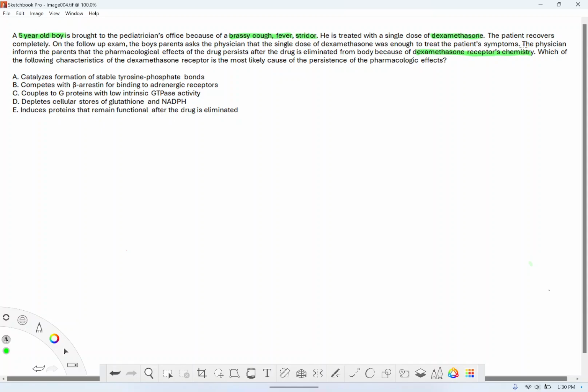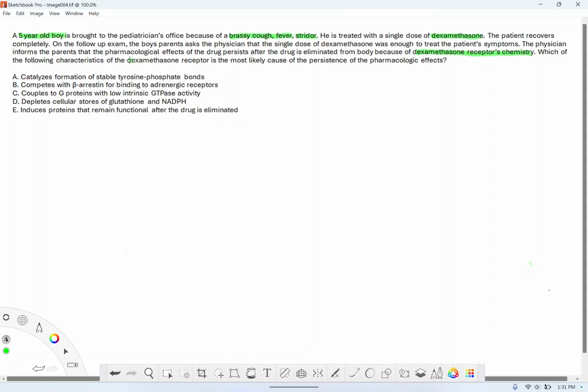So what they're saying is, how is it possible? The parents are asking how a single dose of dexamethasone was able to resolve this patient's symptoms, because generally people take antibiotics or medication for weeks or days. So they're saying it's just one dose. The doctor responded, guess what? Even when dexamethasone is eliminated from the body, its effects remain because of its receptor chemistry. As a doctor or medical student, you should know what receptor chemistry means. Which of the following characteristics of the dexamethasone receptor is most likely the cause of the persistence of pharmacological effect?